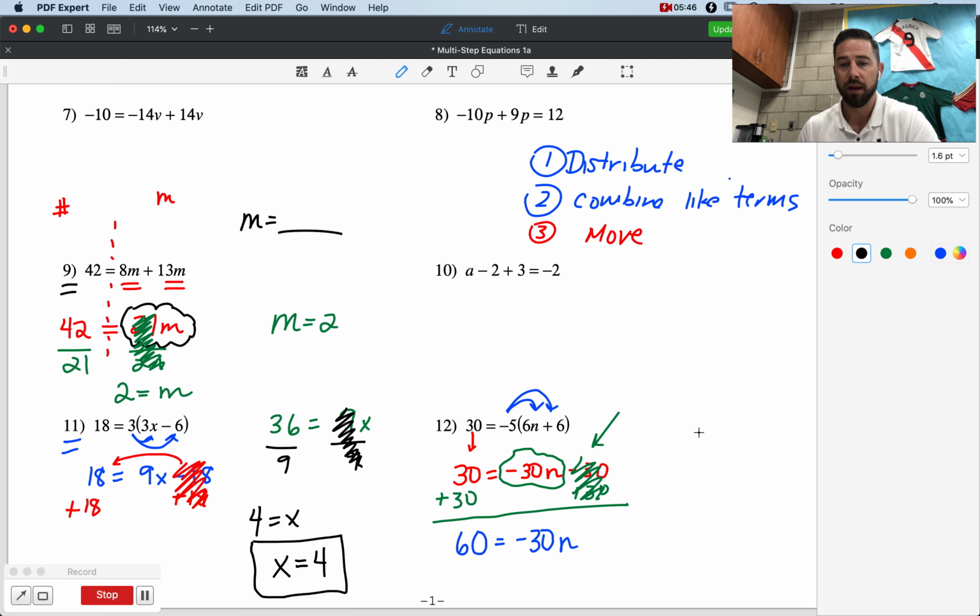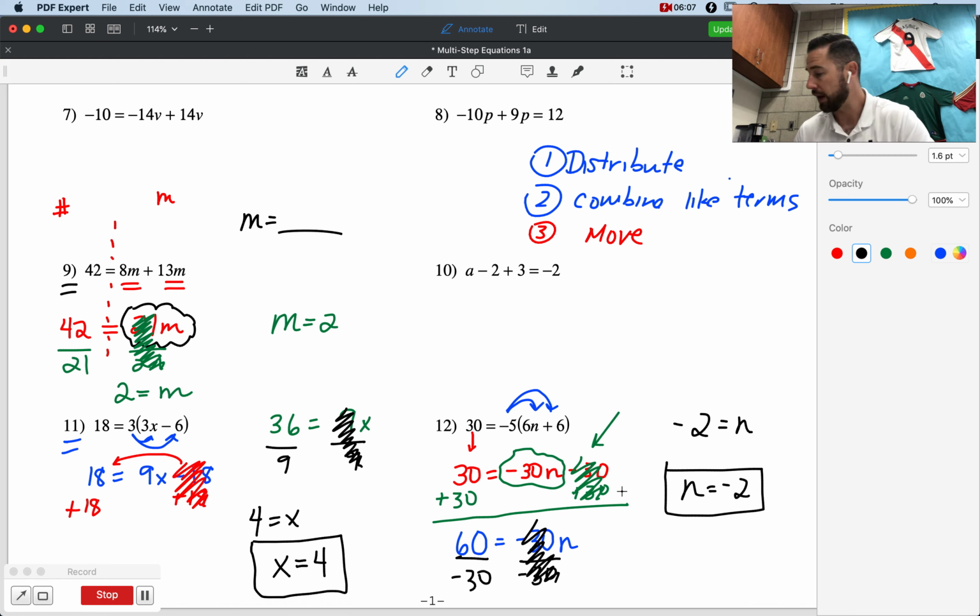And we have that negative 30 stuck to the n. How do I unstick them? Divide, right, by that negative 30. And then we have to do that over here. Okay, and 60 divided by negative 30 is negative 2 equals n. But we don't want it looking like that. We want it to say n equals negative 2. Okay? Solid.